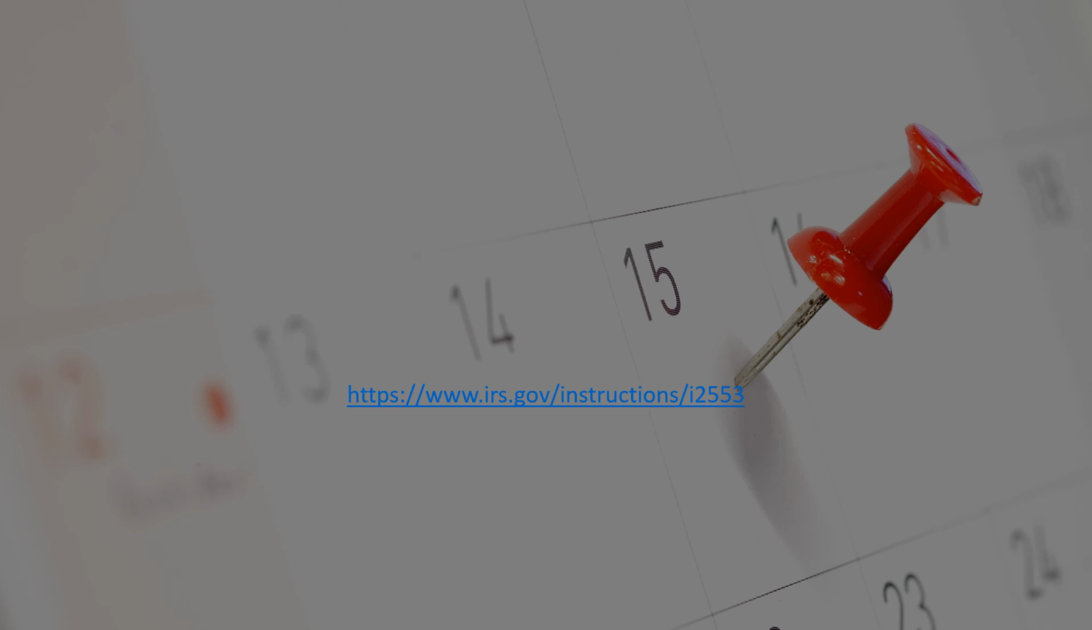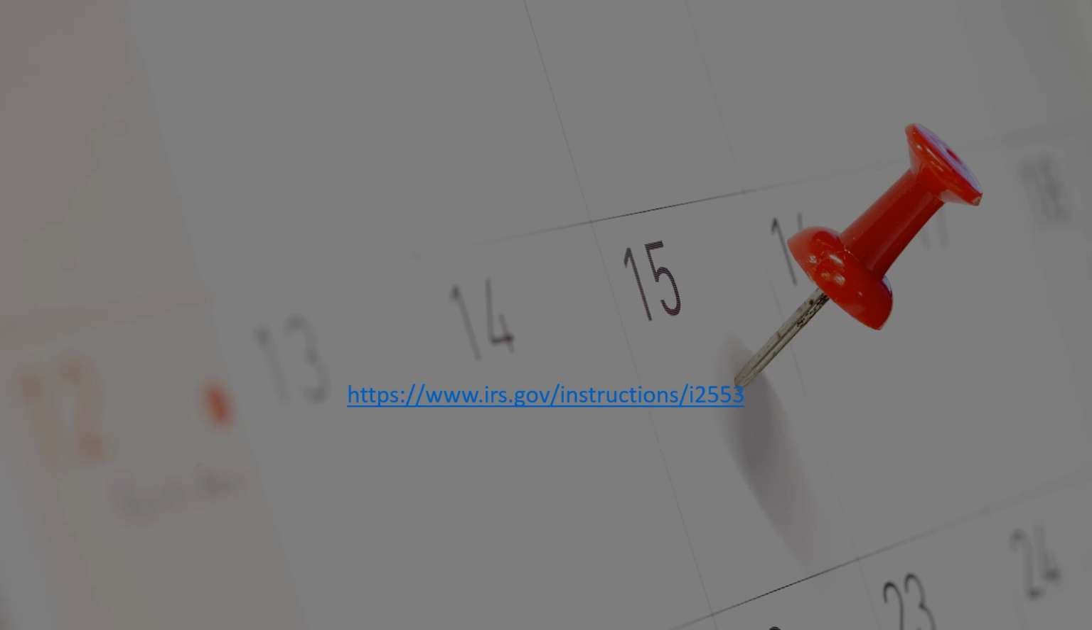So when do you make an S election? Well, you must complete and file Form 2553 by March 15th for the current year, or any time in the current year for the tax election to take effect the following year.